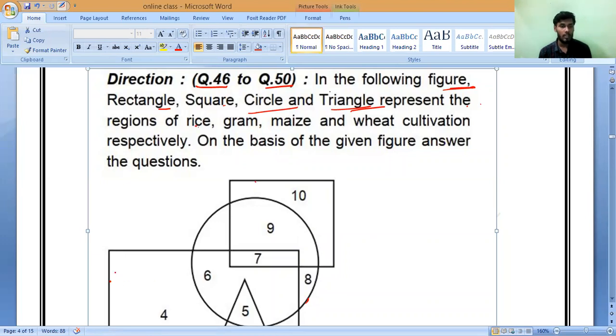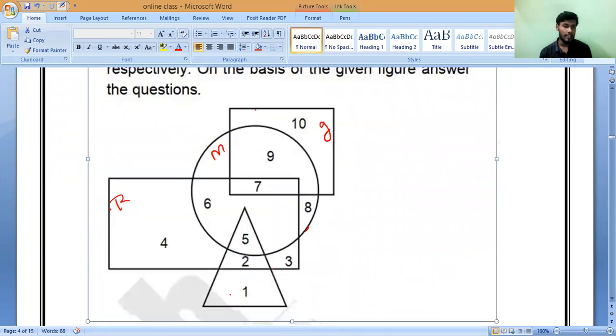So what will the square represent? What will the rectangle represent? Rice. The rectangle represents the region of rice. Gram will be represented by the square. Maize will be represented by the circle, and the triangle is represented by what? Wheat. So now we can understand the intersection point.